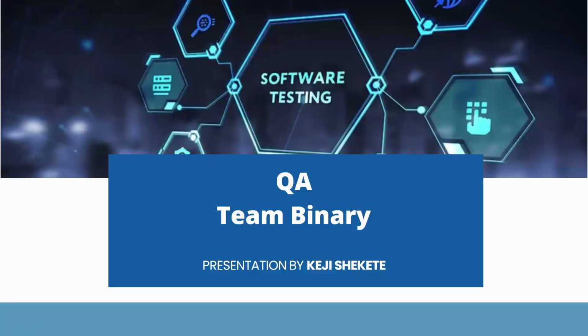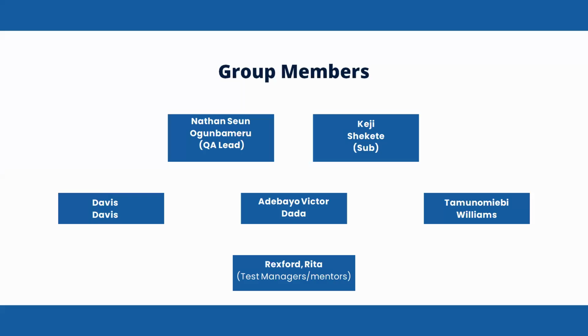Hi, everyone. I will be presenting for the QA for Team Binary. Next slide. So for this sprint cycle, Nathan was the QA lead and I was the sub, and we have Davis, Victor, as well as Ami.